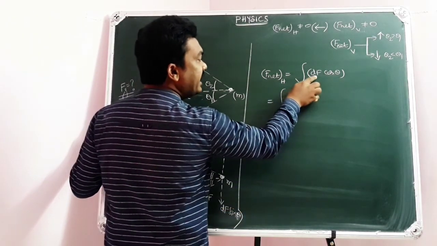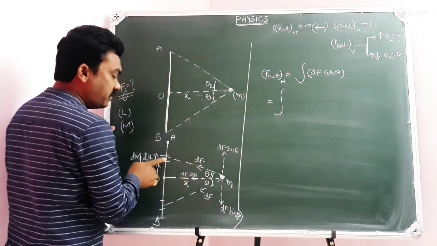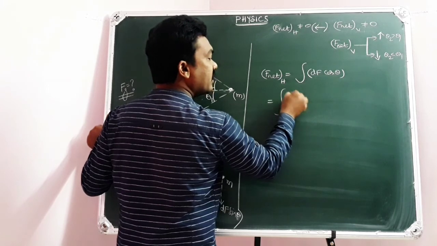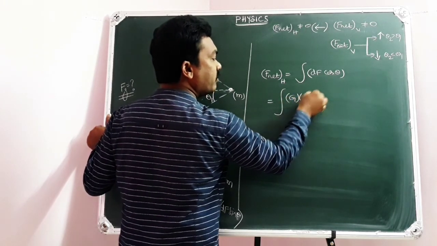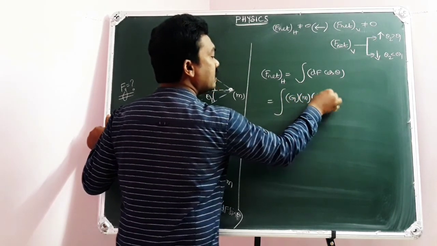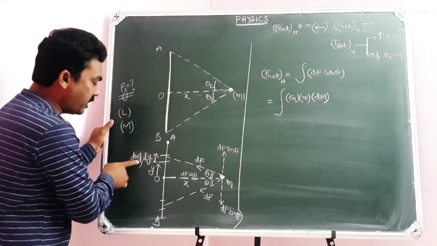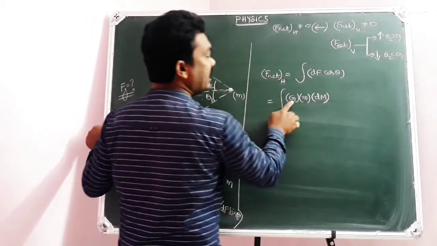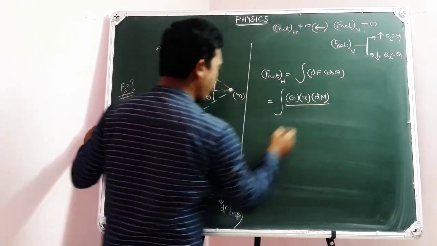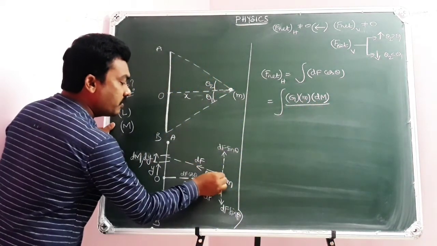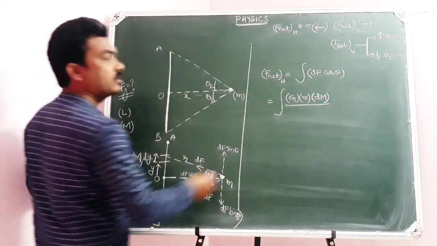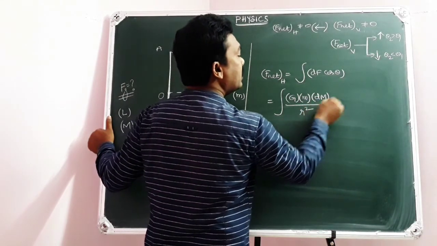the integral of dF, the force of gravitation between the element and the point mass. So it is G, m1 the point mass, m2 the element mass. I told you I have taken a small element of mass dm and length dy. So G m1 m2 by r square, where the distance of separation from the point mass to the element, let us take it as r. So here r square into cos theta.